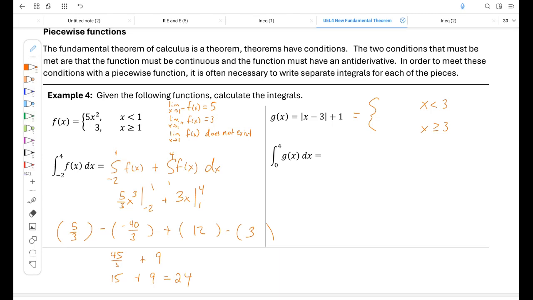So if I plug in something smaller than 3, this will be negative, which means I have to multiply by an extra negative 1. So it's negative x plus 3 plus 1, negative x plus 4. There. Cool. Negative x plus 4. And then on the other side, I do not have to do anything because my absolute value will be positive. So it's just x minus 3 plus 1. So x minus 2.